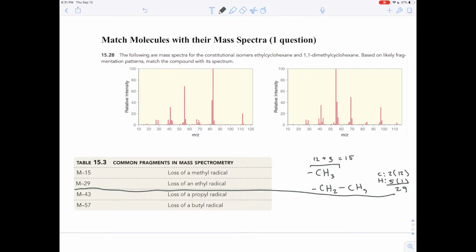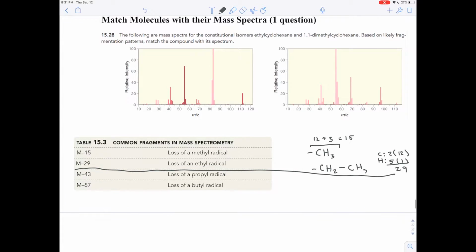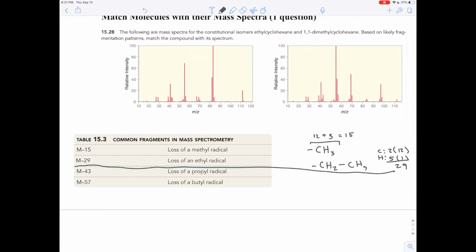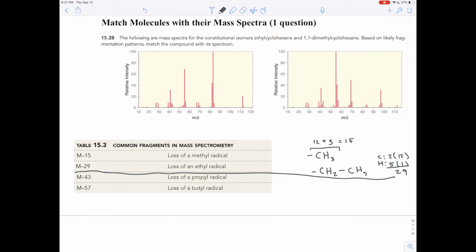And so you can use these common patterns of branches that get kicked off of molecules in order to distinguish between molecules. And you'd only need to do this if the molecules had the same molecular mass. Otherwise, you'd just use the molecular ion peak all by itself. So for example, here it says the following are mass spectra for constitutional isomers. Iso means the same. Mers means parts. So isomers are things that have the same parts. If they're constitutional isomers, they have the same atoms, same type, same number. They're just put together differently.